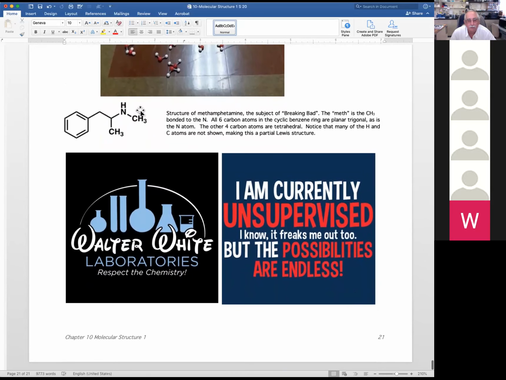Anyway, so here's the structure of methamphetamine. So what is methamphetamine? This right here is an amine, it's amphetamine. And when I put that methyl group on there, it now becomes methamphetamine. Okay. And so why am I showing you this? Because that carbon has 4 regions of electron density. It's tetrahedral. That nitrogen has 1, 2, 3 regions of electron density. So it's planar trigonal.